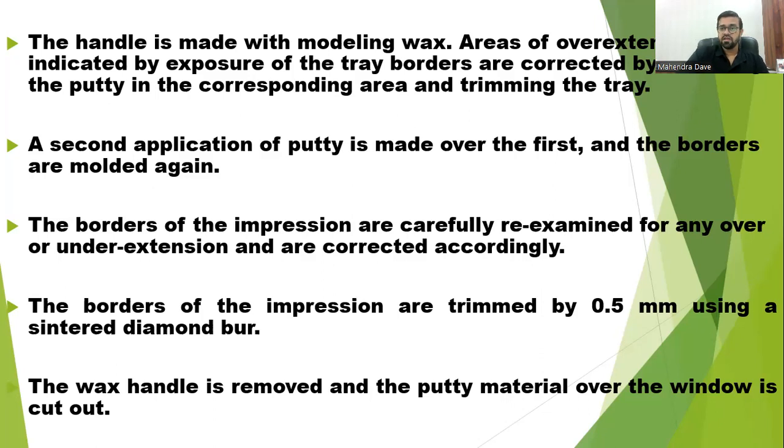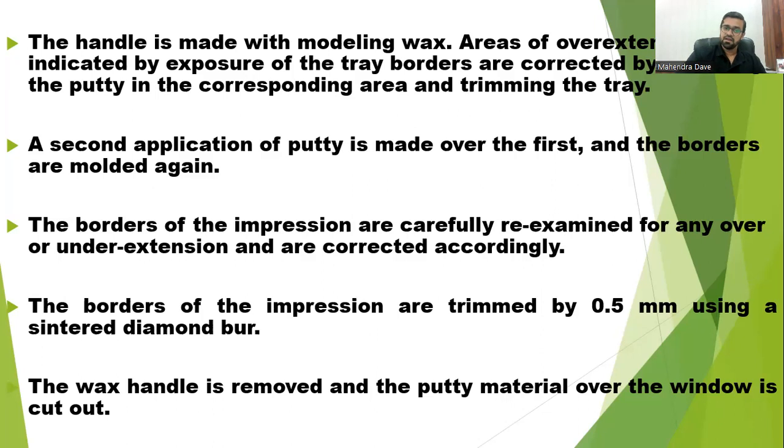The area of overextension, indicated by exposure of the tray borders, is corrected by removing the putty in the corresponding area by trimming the tray. The second application of putty is made over the first and the borders are molded again. This process is done again. The borders of the impression are carefully re-examined for any other under or over extensions and corrected accordingly.